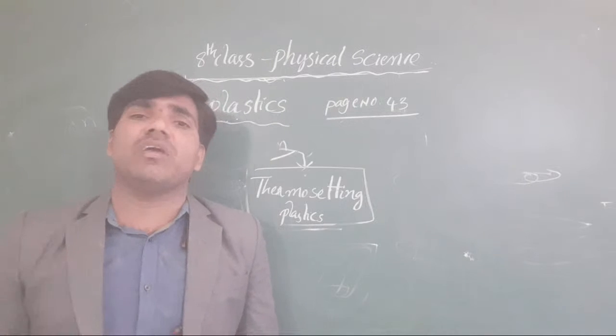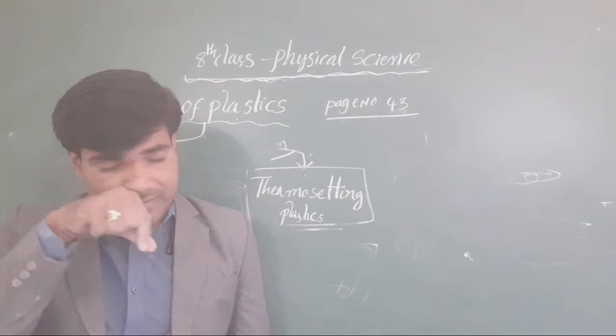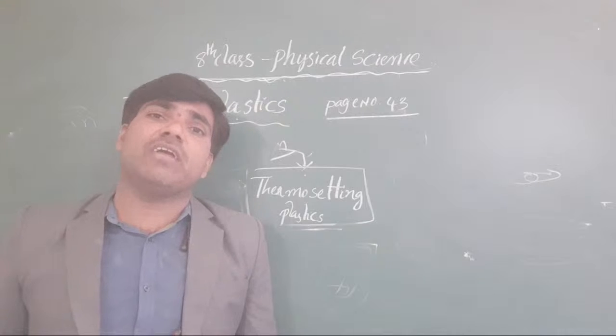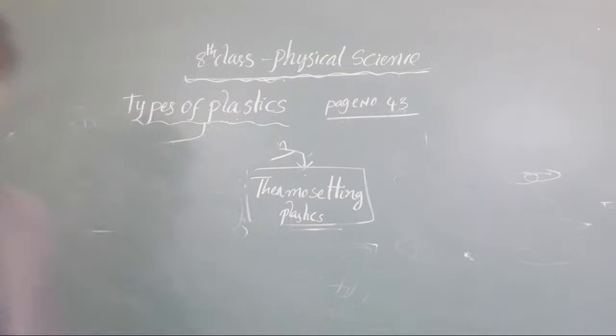That plastic coating contains which type of plastic? Thermoplastic? No, it is thermosetting plastic. It is made of very hard material. Clear or not, all the students? That is called what actually? Bakelite. That is called Bakelite.